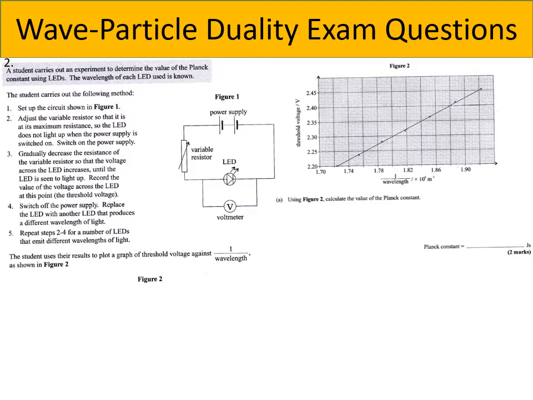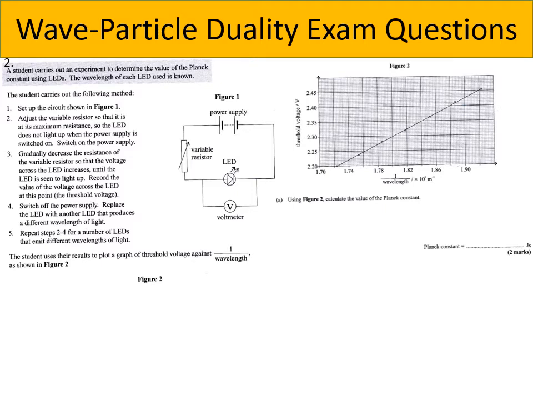Question number 2. A student carries out an experiment to determine the value of the Planck constant using LEDs. The wavelength of each LED used is known. The student carries out the following method. Number 1. Set up the circuit shown in figure 1. Number 2. Adjust the variable resistor so that it is at its maximum resistance, so the LED does not light up when the power supply is switched on. Then switch on the power supply.